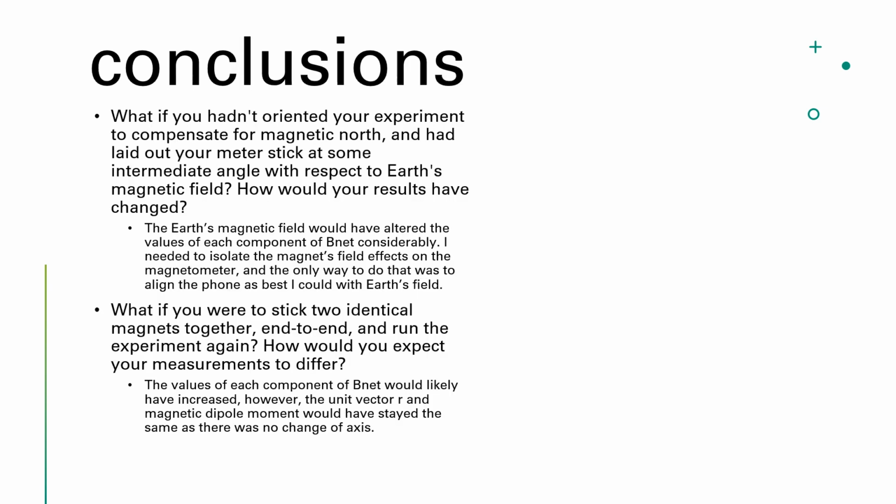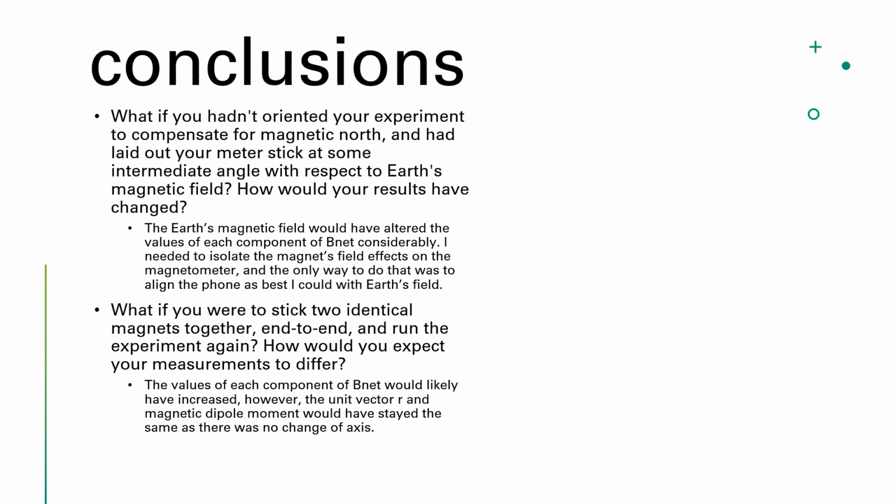I'll answer these what-if questions. Firstly, what if I hadn't oriented my experiment to compensate for magnetic north? The Earth's magnetic field would have altered the values of each component of B net considerably. I would have needed to isolate the magnet's field effects on the magnetometer, and the best way to do that was to align the phone the best I could with Earth.